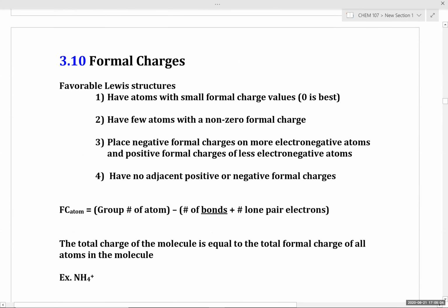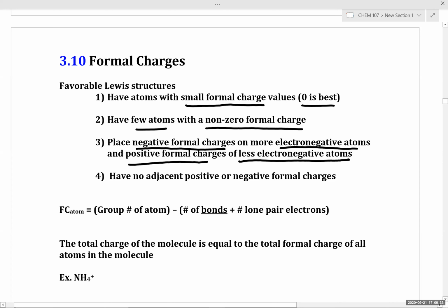Okay, so we've been discussing charge. So let's bring up this idea called formal charge. Favorable Lewis structures, the ones you would consider good Lewis structures, have atoms with small formal charge values, zero is best, have few atoms with non-zero formal charge, and place negative formal charges on more electronegative atoms and positive formal charges on less electronegative atoms. And in general, they have no adjacent positive or negative formal charges.